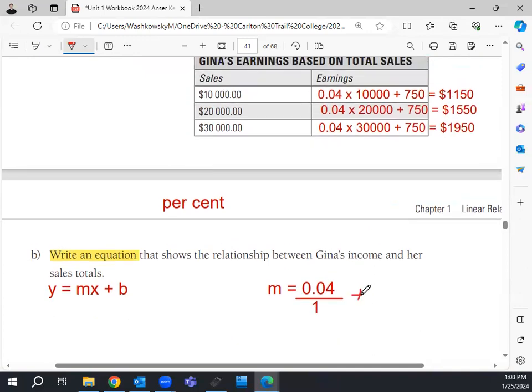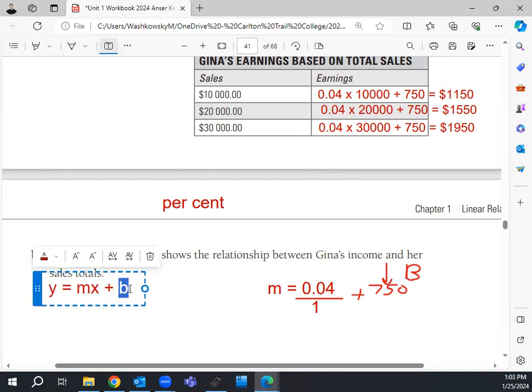And then what do I add? It's always going to be plus 750, that's going to be my y-intercept. So I need that. This is not my equation. That's just my two things here. So I'm just going to quickly substitute those in here.